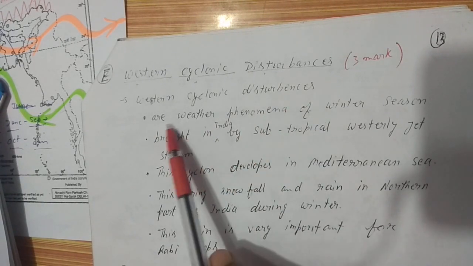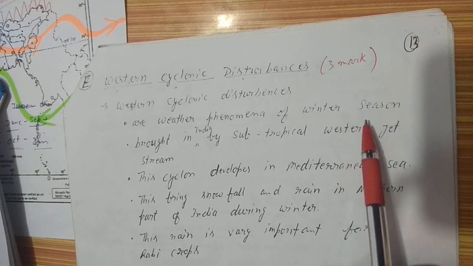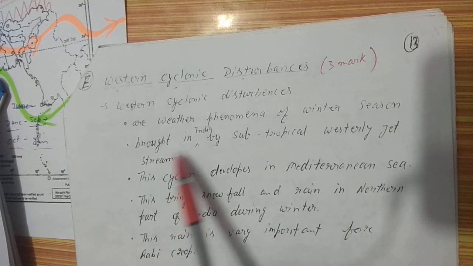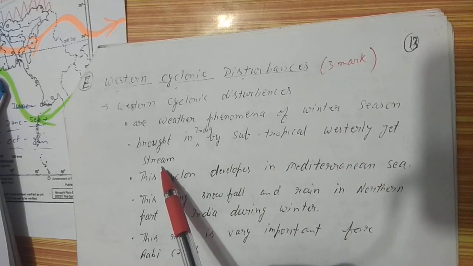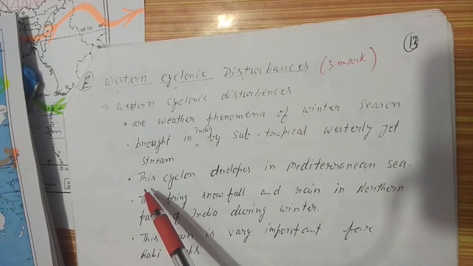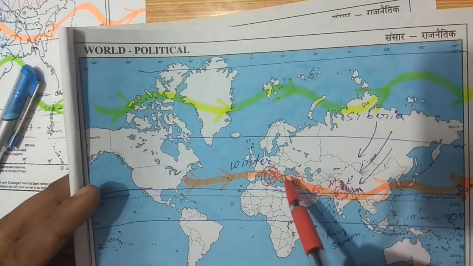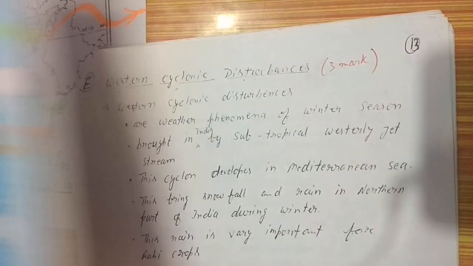So western cyclonic disturbances are weather phenomenon of winter season. Like I said, it comes in India in the winter, brought in India by subtropical westerly jet stream. I showed you in the picture. This cyclone develops in the Mediterranean Sea. So this one is the Mediterranean Sea. This blue color is the Mediterranean Sea.